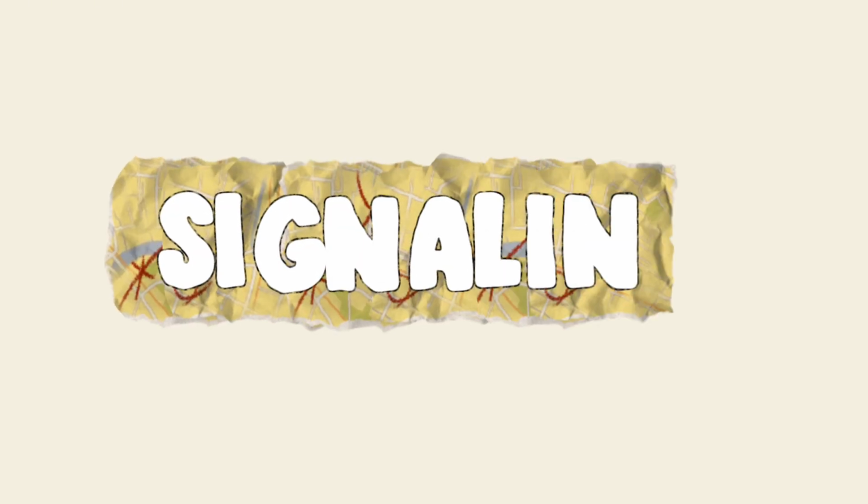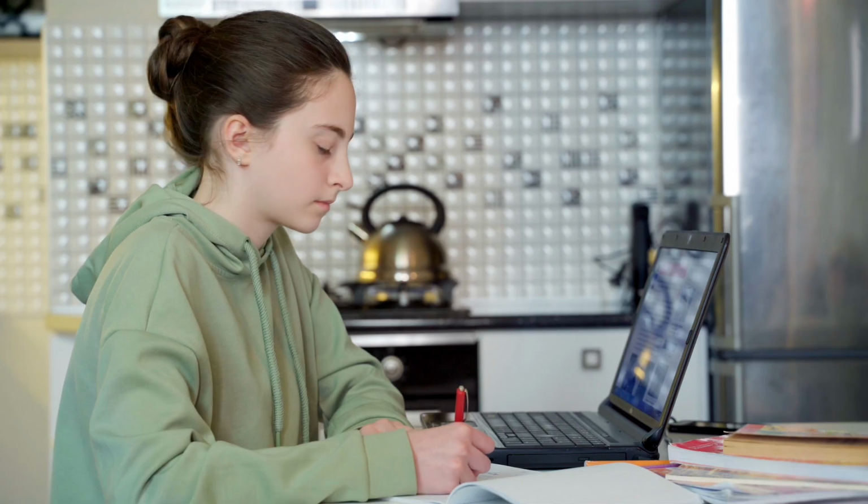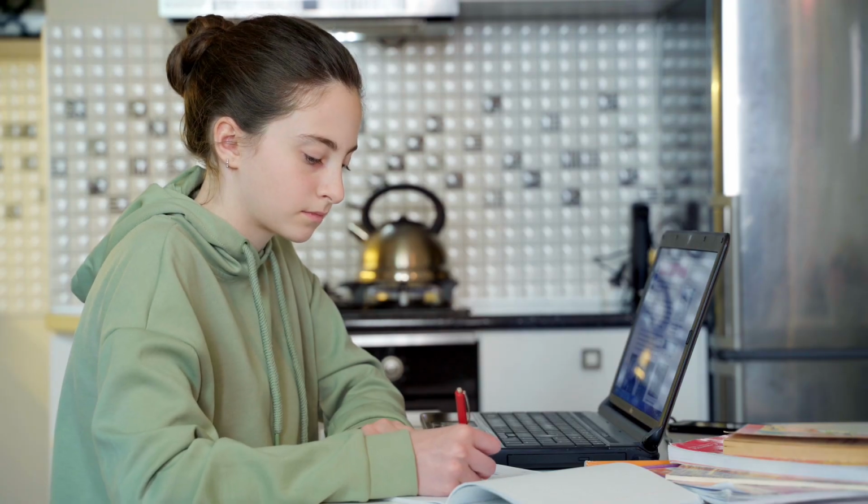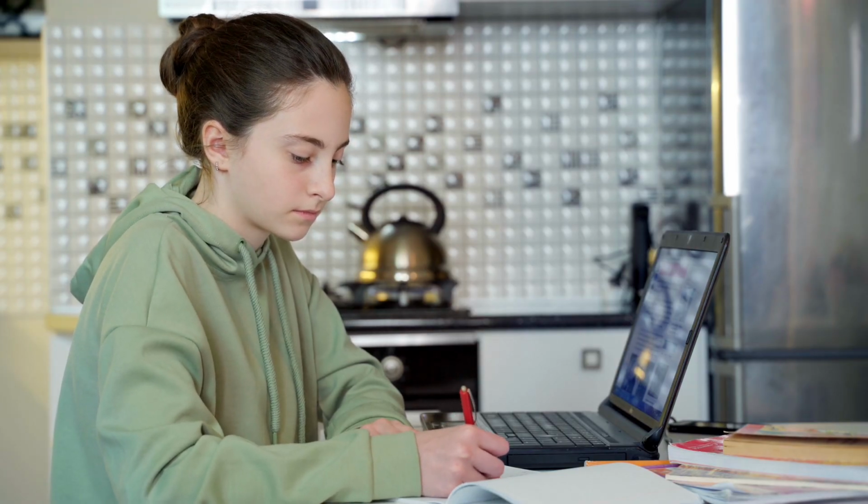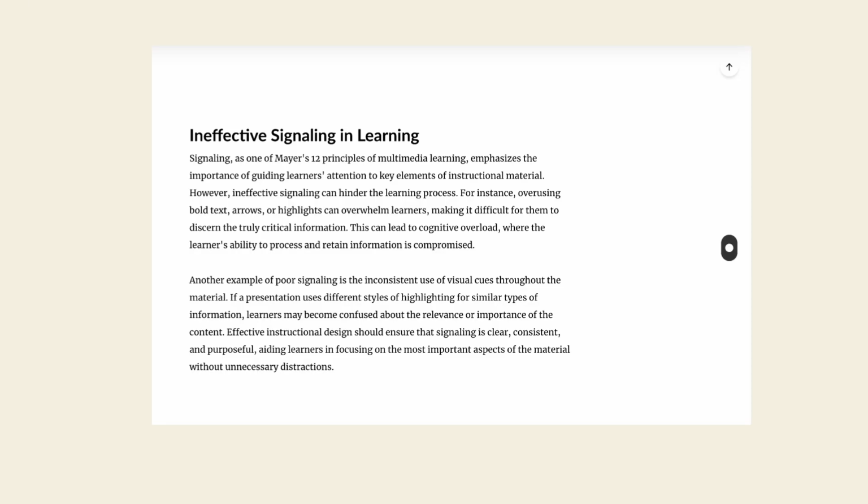The next principle is signaling. So coherence is about removing stuff. Signaling is about pointing people to what matters. Even in a clean lesson, learners still have to figure out what's important. Signaling helps make that obvious.